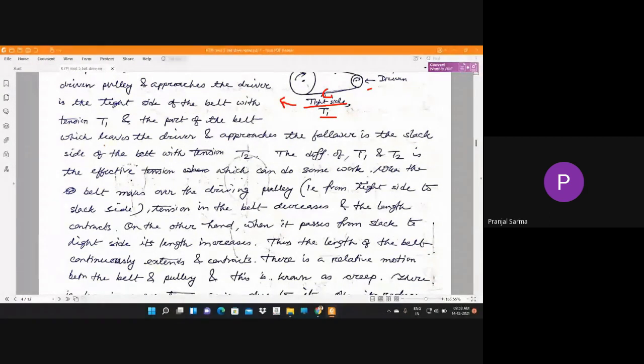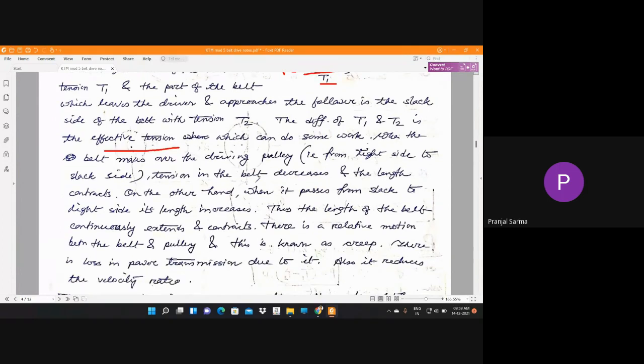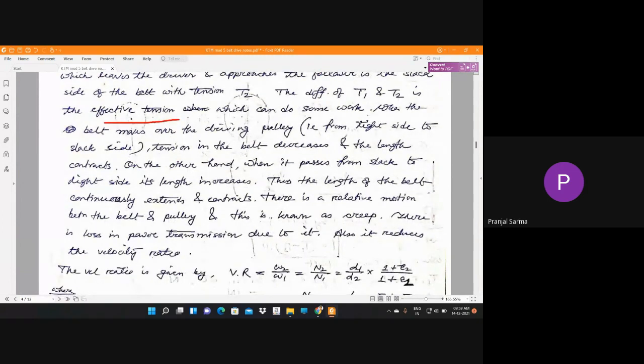Now, the difference between T1 and T2 is actually the effective tension, and this effective tension is capable of doing certain work. When the belt is moving over the driving pulley, from the tight side to the slack side, previously it was under more tension, and now it is coming to the slack side where T is less. So the tension in the belt is decreasing, and if the tension decreases, the belt length will somewhat contract. On the other hand, when it passes from the slack side to the tight side, the tension in the belt increases, so it is under more tension, and the length of the belt gets increased.